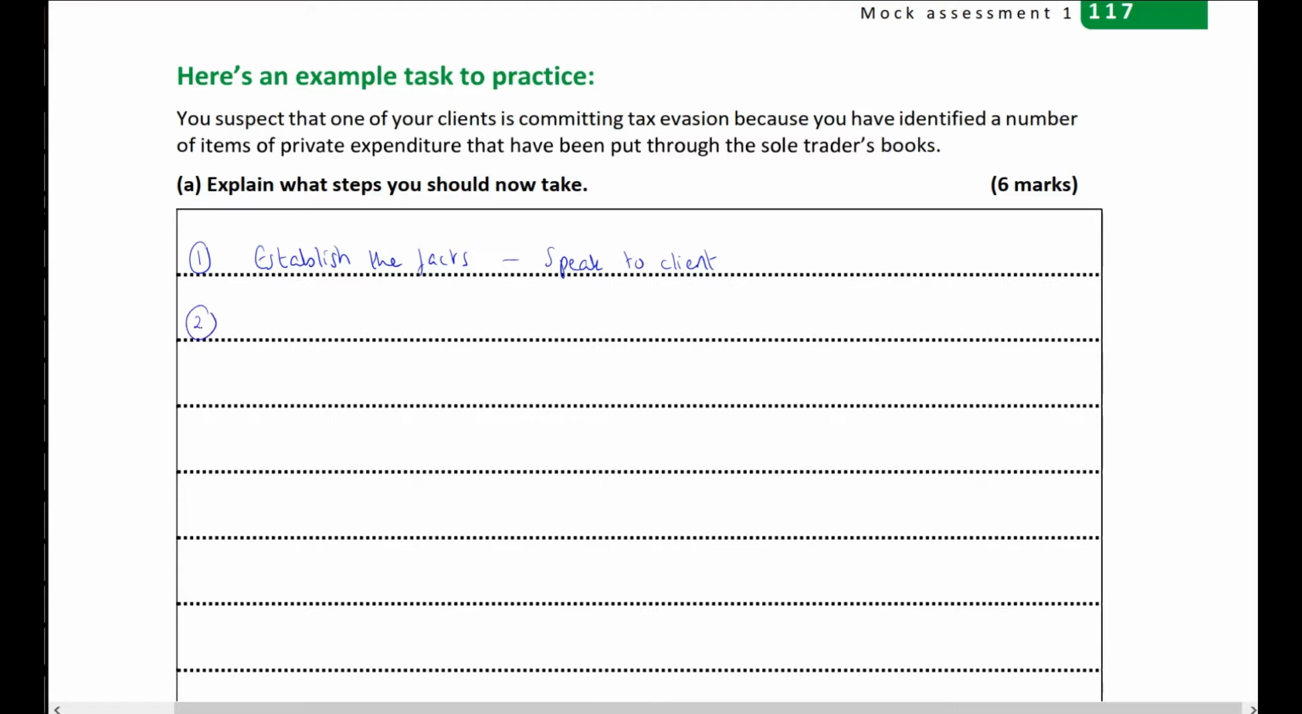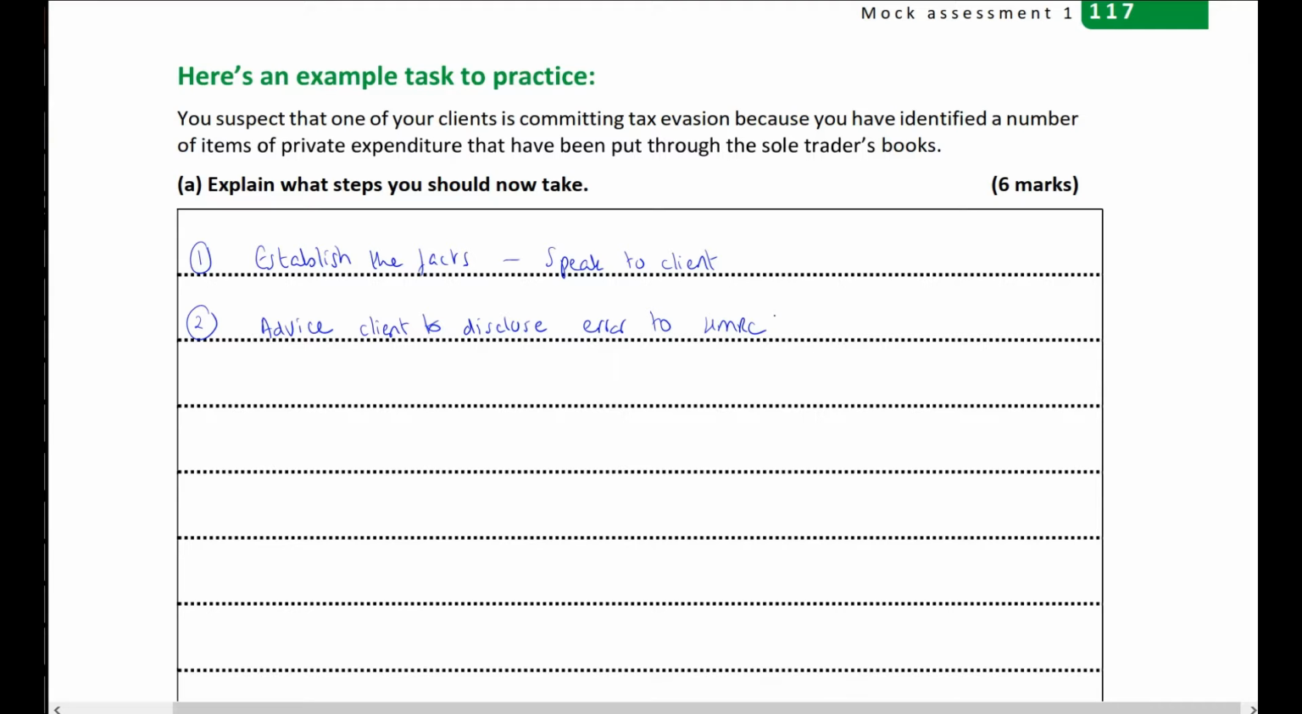If, having established the facts, we establish that actually it's not private expenditure at all, it is for the business, then everything is fine. If we do establish the facts and find out it is indeed private expenditure, then we'd have to advise our client to disclose the error to HMRC. So just to say, we've made a mistake, we didn't realise. So they've got a responsibility to let Revenue and Customs know, and then their accounts can be adjusted and any underpaid tax could then be paid.